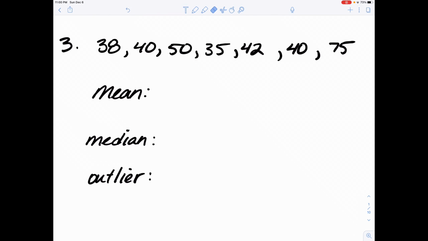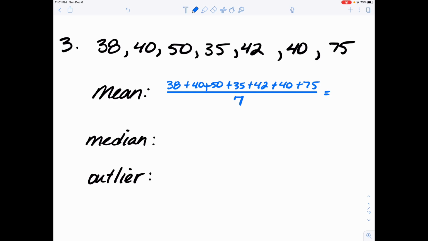Question number 3 is a set of data points. We're asked to find the mean. And remember, mean is the same thing as average. So we're going to add our data set, each member. So 38 plus 40 plus 50 plus 35 plus 42 plus 40 plus 75. Once we get that sum or that total, we're going to divide all that by how many values there are. There happen to be 7 values in this case, in which case when I divide that, I get a value of 45.7, which is the mean of this data set.